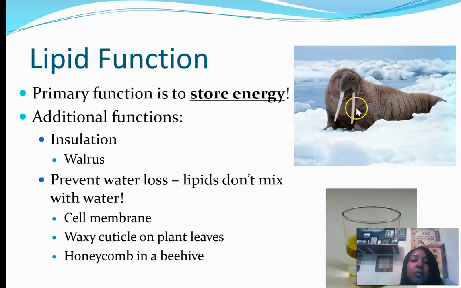So we see this walrus right here has a lot of fat or blubber, and that fat provides insulation. It keeps that walrus warm. And also lipids prevent water loss. Lipids don't mix with water. Also, we learned lipids form the cell membrane. We recently learned that the cell membrane is made up of a phospholipid bilayer. And then there are also plants that have a waxy layer or coating on the leaf, and that's to prevent water loss. And then honeycomb in a beehive is another example of a lipid.